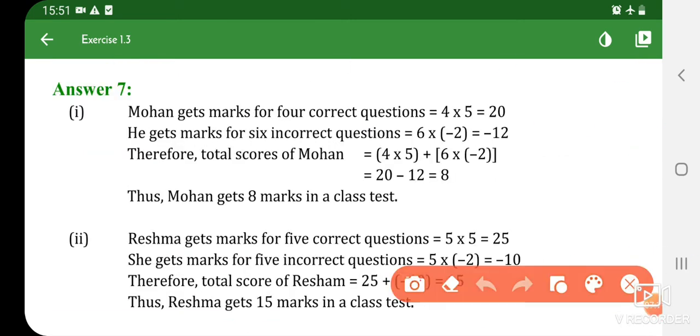Mohan gets 4 correct answers. That means Mohan gets 20 marks. He gets 6 incorrect answers, that means 12 marks are deducted. So therefore the total score of Mohan is 20 minus 12. So the answer is 8. Mohan gets 8 marks in the class test.